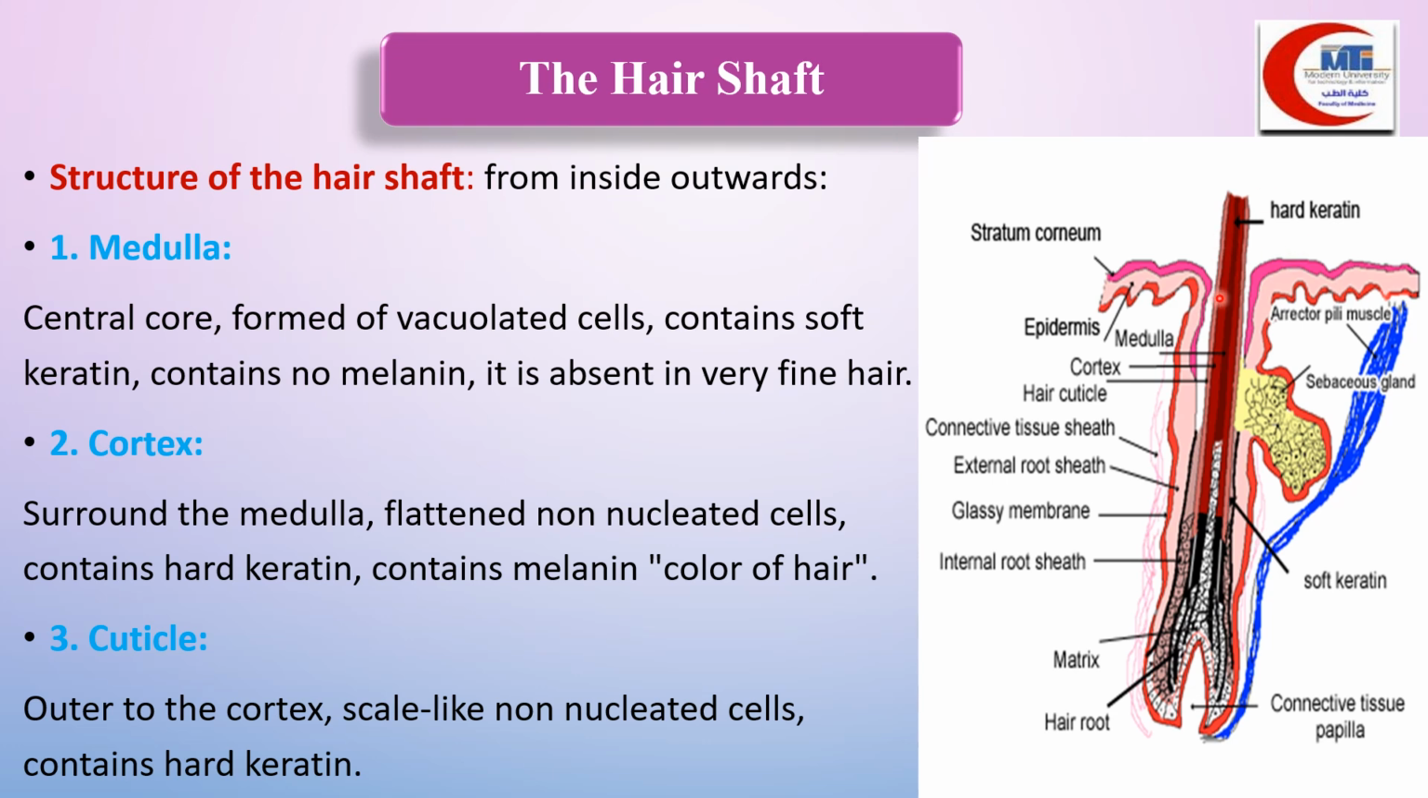The cortex, outer to the medulla, surrounds the medulla. It is formed of flattened non-nucleated cells, and contains hard keratin and also melanin, which colors the hair. The cuticle is the most outer part of the shaft, and it is continuous with the cuticle of the root. It is formed of scale-like non-nucleated cells, and also contains hard keratin.